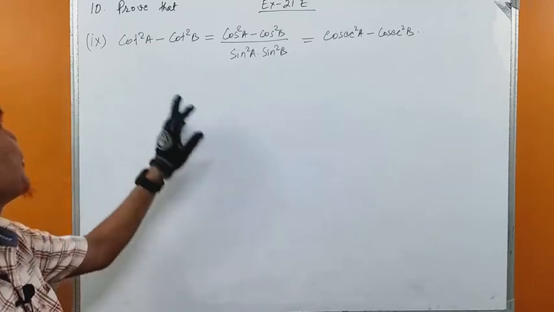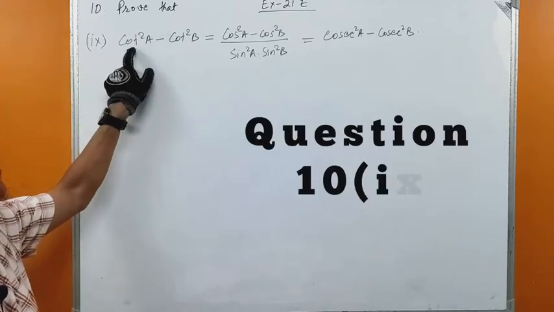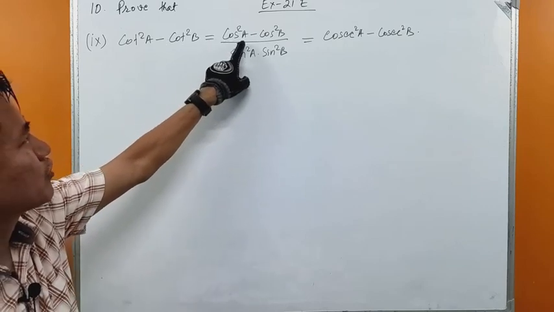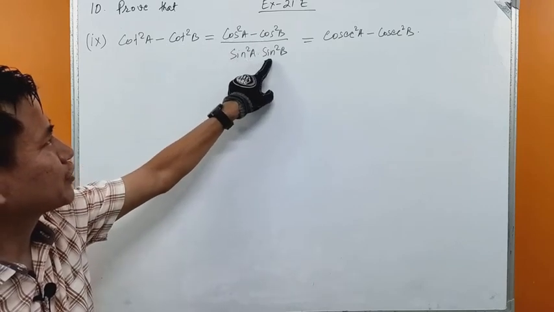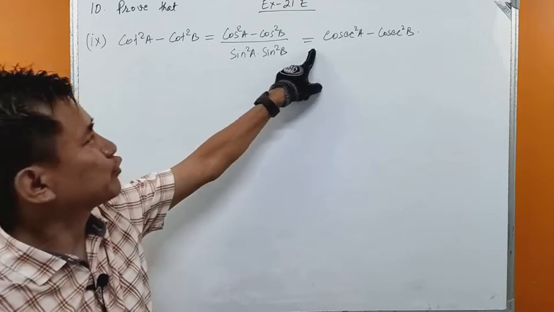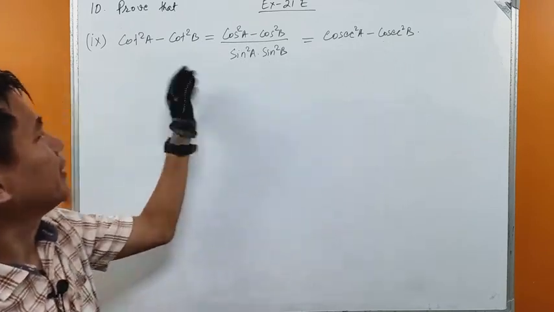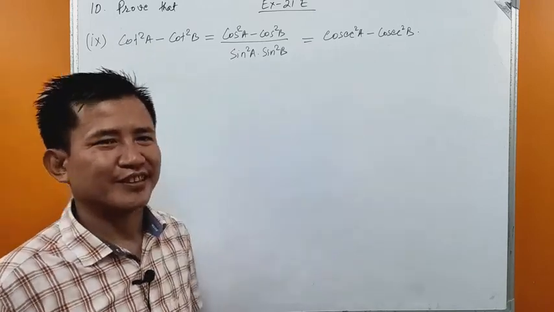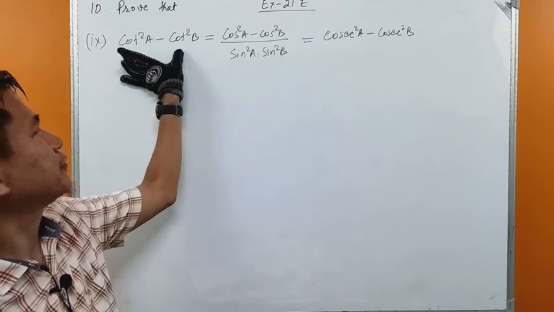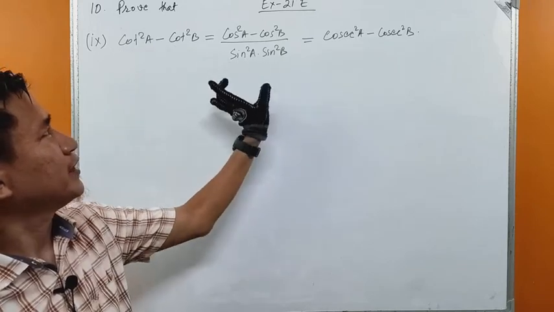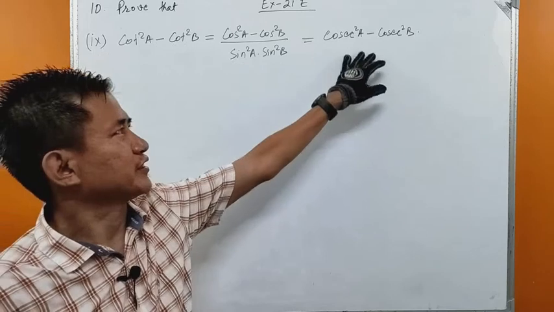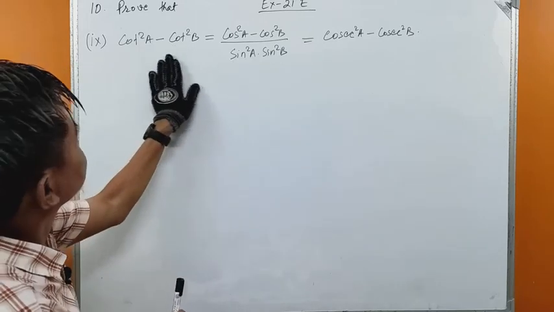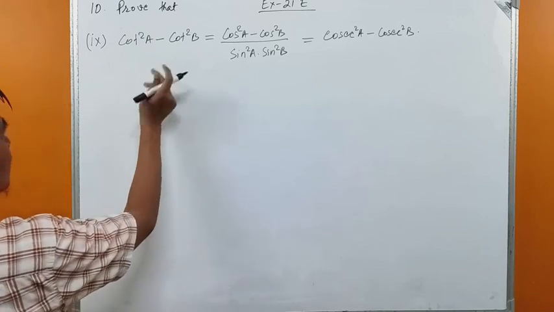So let's do question number 9 of 10. Cot square A minus cot square B equals to cos square A minus cos square B upon sin square A into sin square B equals to cosec square A minus cosec square B. So we are asked to prove this equals to this, and again this equals to this. So we are asked to prove 2 times. First we need to prove this equals to this, and after that we need to prove this equals to this. So 2 questions at a time. So let's do this. First we prove these 2.